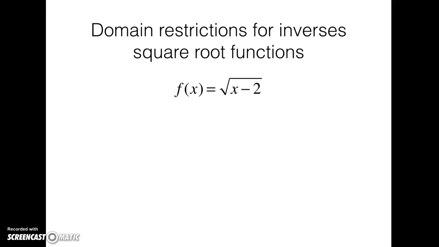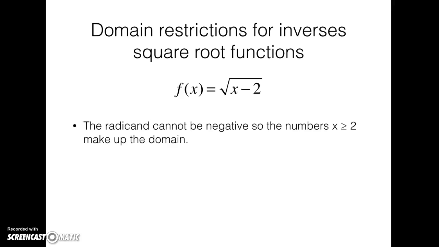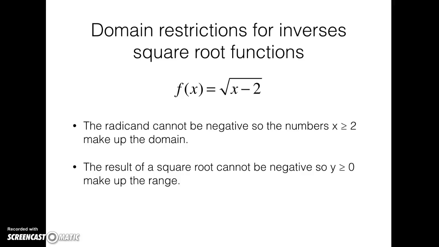We're going to run into some situations where our inverse function is going to have some sort of domain restriction, specifically whenever we deal with square roots. So we have f of x equals square root of (x minus 2). For this function, we know that the radicand cannot be negative, so the numbers x is greater than or equal to 2 make up the domain. The result of a square root cannot be negative. There's no way we can take a square root of a number and have it be negative, so that means all of our range values are going to be greater than or equal to 0.